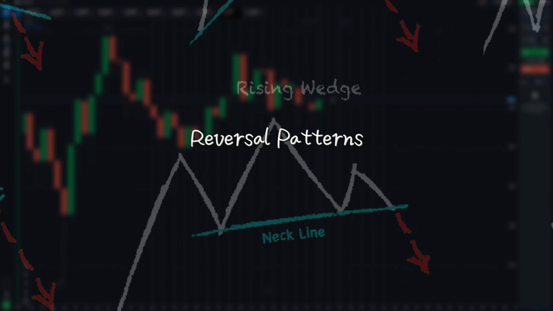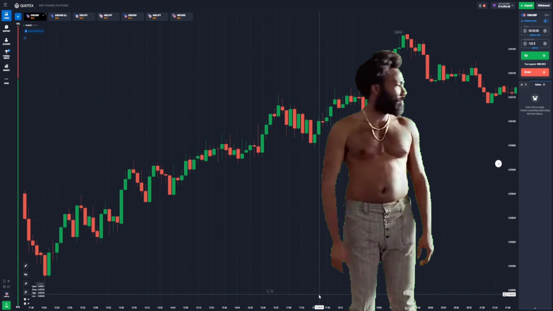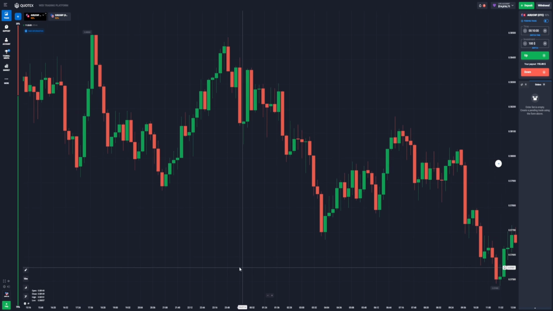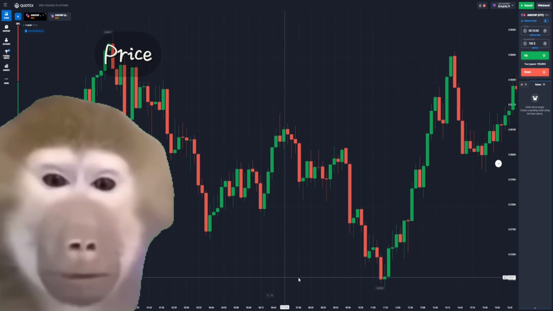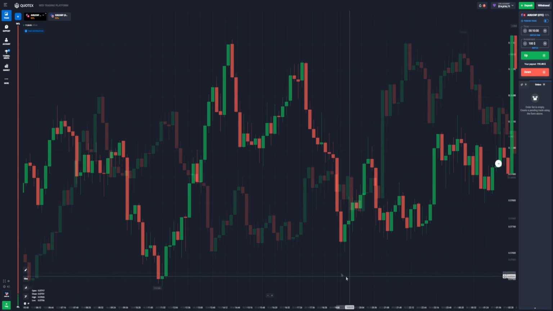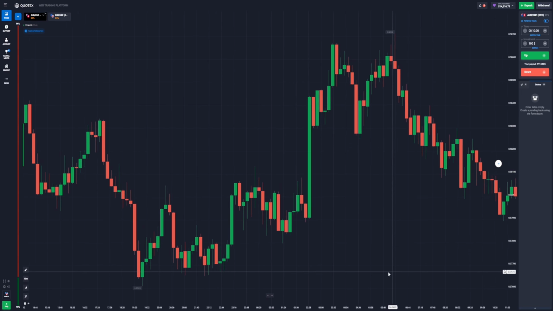Reversal setups are a totally different game. Here, we actually don't want a strong trend. In fact, flat markets and high volatility help us out. Reversal patterns show you when price tried to continue but failed, and now it wants to turn around.